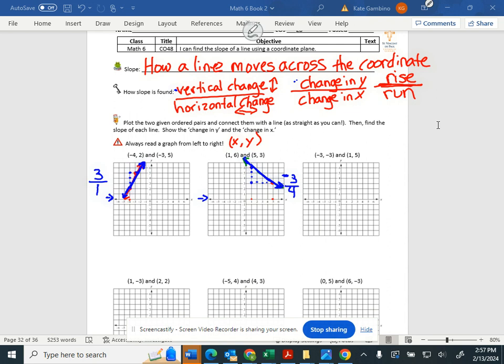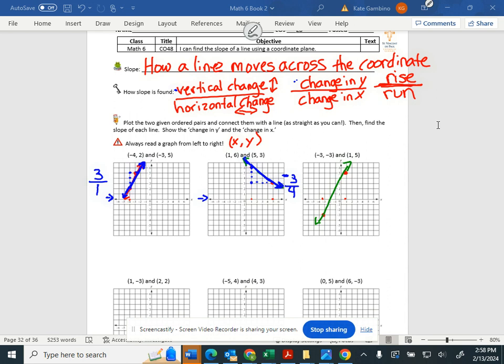So let's look at our next ordered pair. We have a negative 3 for the X, negative 3 for the Y. Then we have a positive 1 with a positive 5. So my ordered pairs look like that. So my line is going up. We know that if the line goes up, it's going to be positive. It's when the line goes down that it's going to be a negative slope. Our line is going up, so we know it's going to be positive.